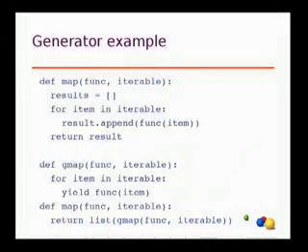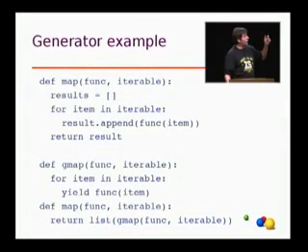So here's a generator example. The bottom function is map as you may know it, except it only takes one iterable. The built-in map function creates a list of results from applying the function to every item in the iterable.